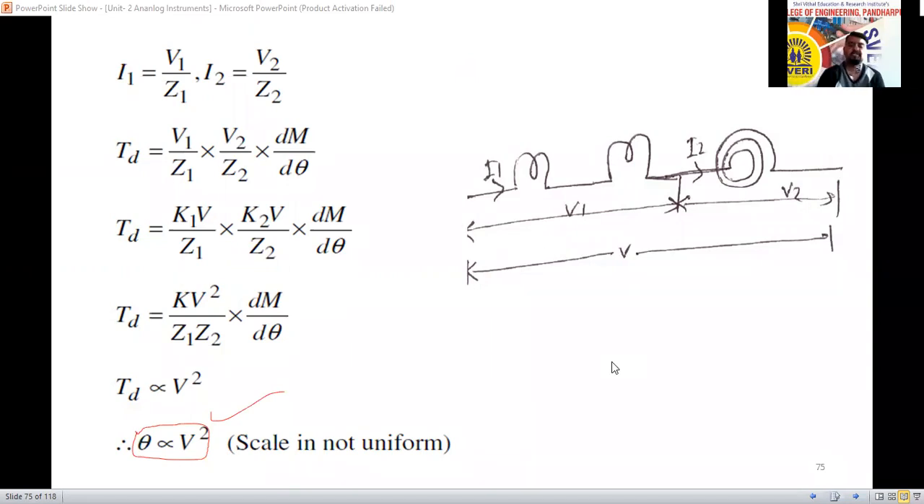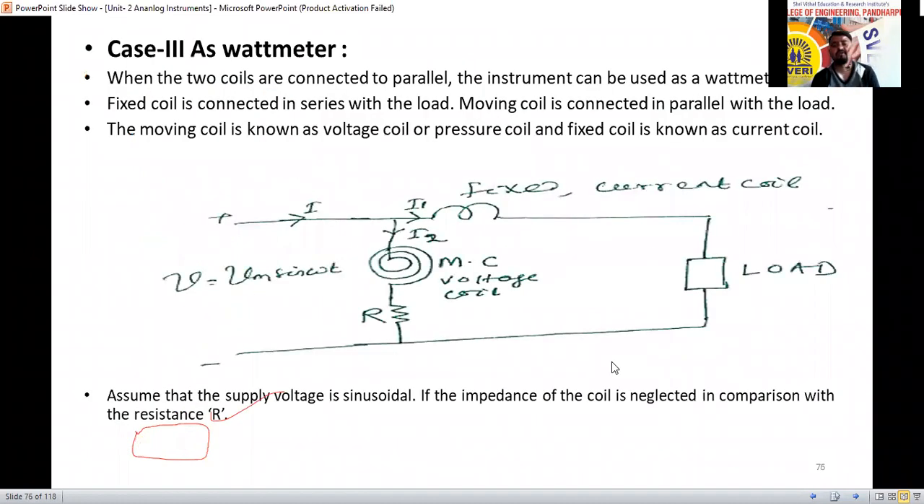Next, we'll go for case 3, that is called the wattmeter connection. This is a little bit different as compared to the voltmeter and ammeter connection. What is the difference? Here, the load is connected in series with the fixed coil, but the load is connected in parallel with the moving coil. The combination of this we are going to use for the measurement of power. Now we can use this as the wattmeter connection.